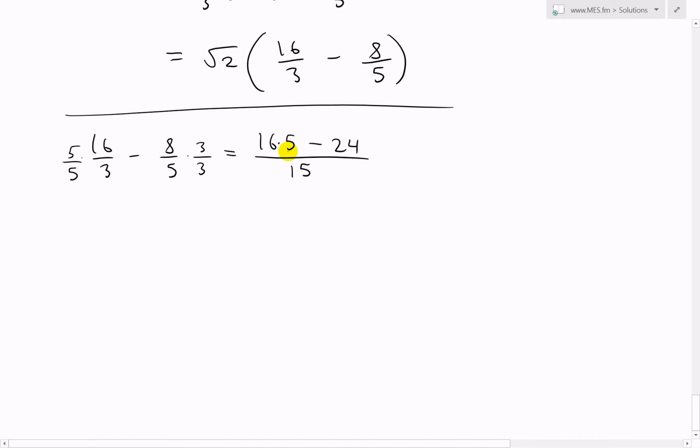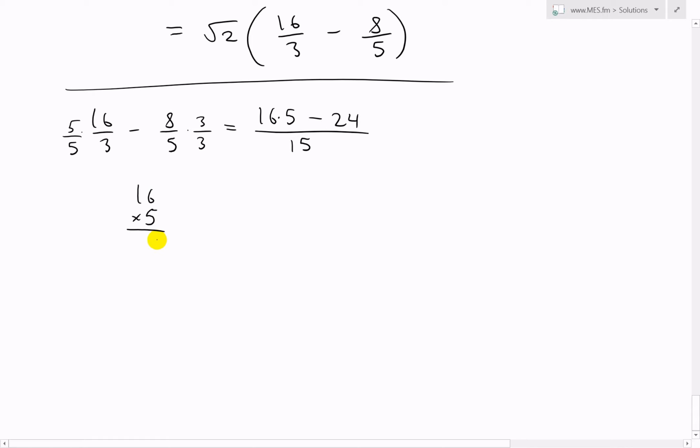And then here, let's just multiply this out. First, 16 times 5, what does this equal? Well, 5 times 6 is 30, so put the 0, carry the 3. 5 times 1 is 5, plus 3 is 8. So we have 80 here, and subtract 24. This is just, well, 10. This is 7 minus 1.